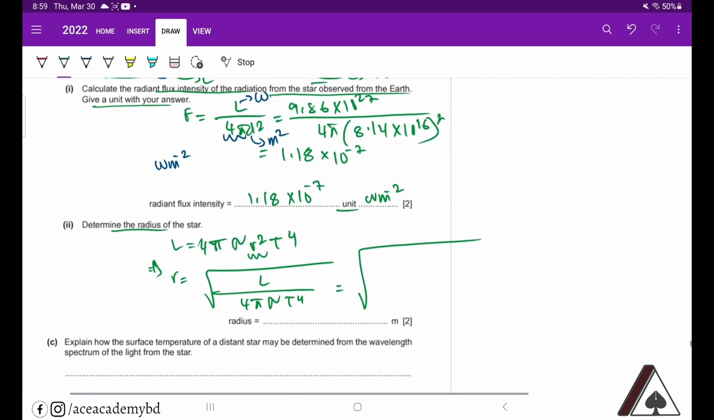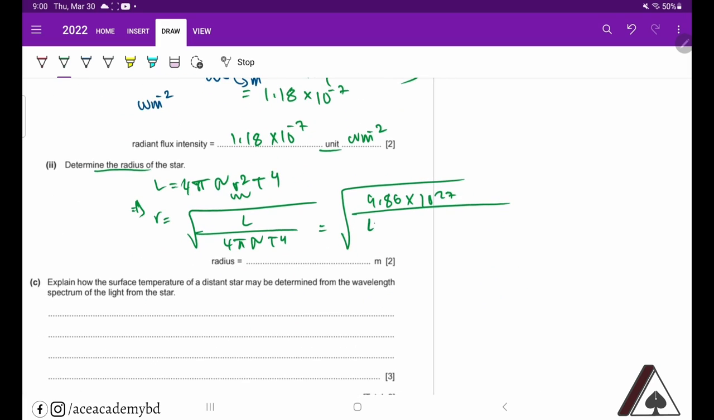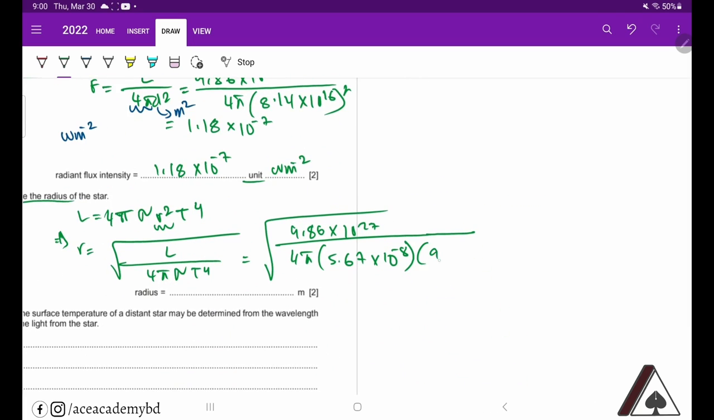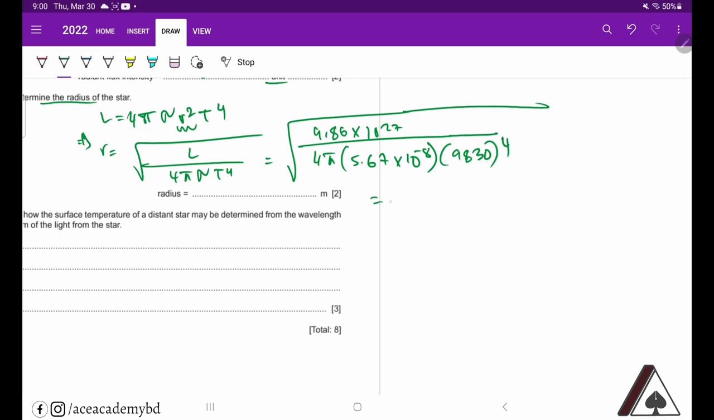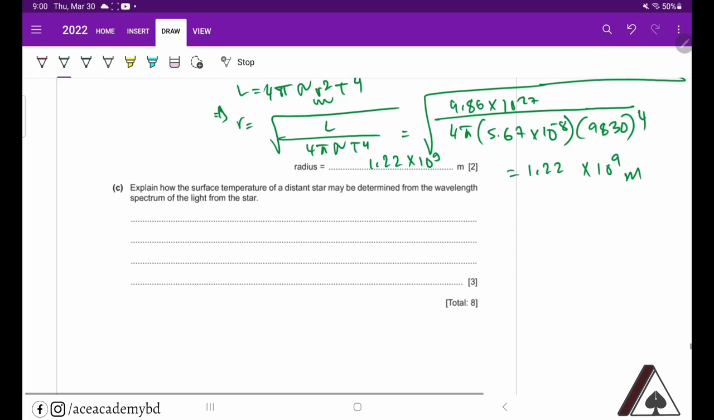So, luminosity is given as 9.86 times 10 to the power 27, and this is basically divided by 4 pi. If you go to the data booklet, you're also going to get the value of sigma, which is basically 5.67 times 10 to the power minus 8. R squared, R is what we are finding, and T to the power 4, T is given as 9830 Kelvin. So 9830 to the power 4. If you put this in your calculator, you're going to get an answer of 1.22 times 10 to the power 9 meter. Once again, this shall be in three significant figures because all the information in our question is given in three significant figures. Okay, so that's basically our answer.